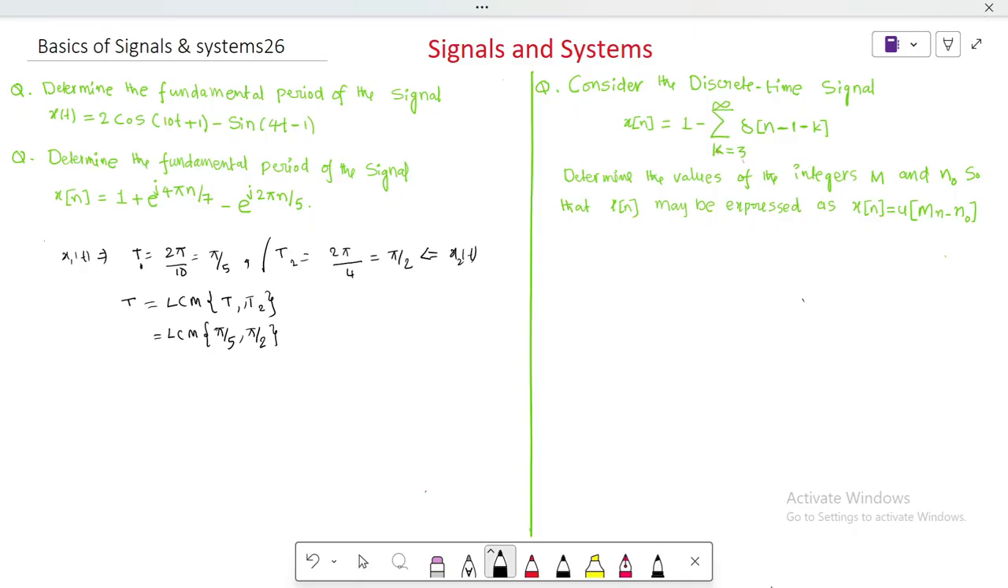So these are in fractional numbers, so LCM is nothing but the common factor. 5 and 2 are prime numbers, so there is no common factor, and pi is the common one, so T equals pi, is it? So this is the time period, so time period equals pi. LCM of pi by 5 and pi by 2. In fractional numbers, you just take the common factor. Common factor is nothing but LCM.